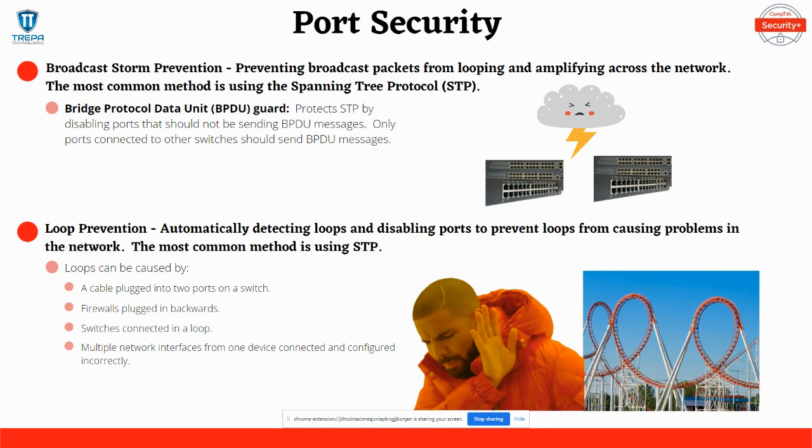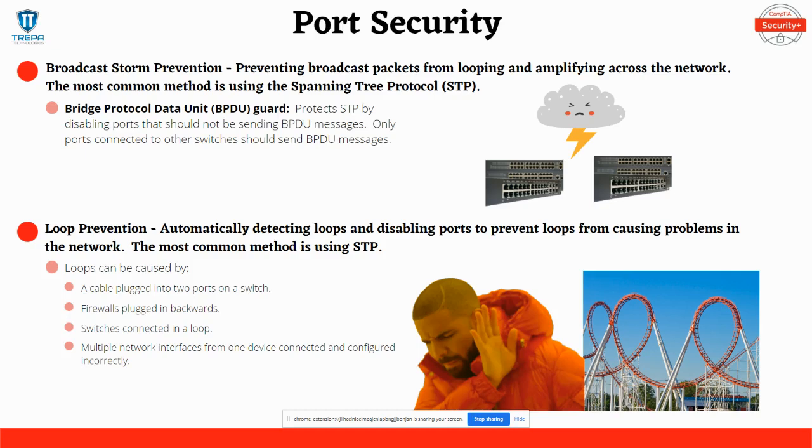So spanning tree protocol is a layer 2 protocol that prevents what we call broadcast storms in our switched network. STP, or spanning tree protocol, prevents broadcast storms by selecting a root switch that all switches will forward frames to.